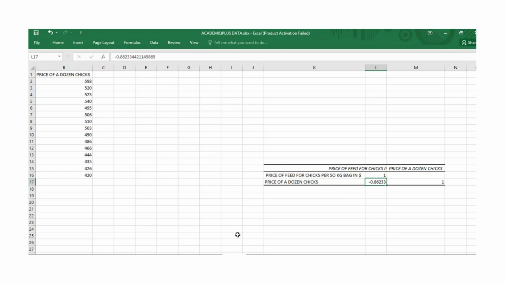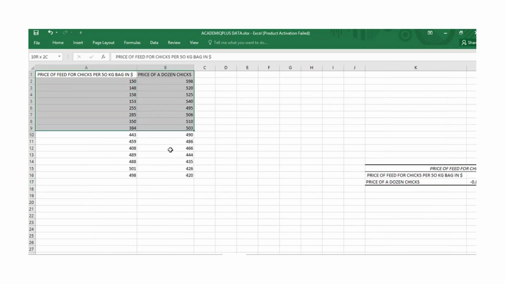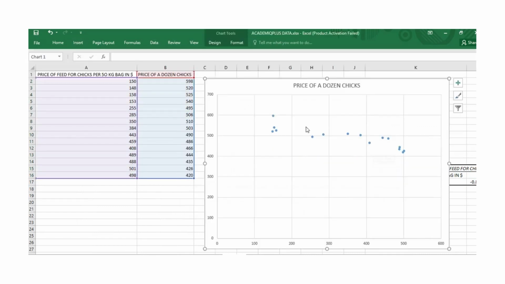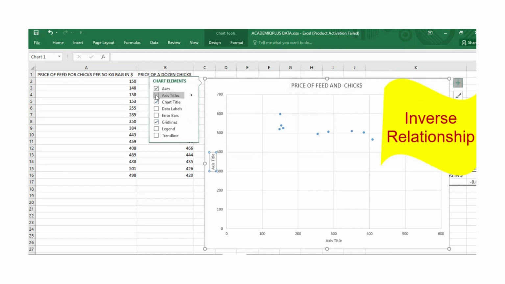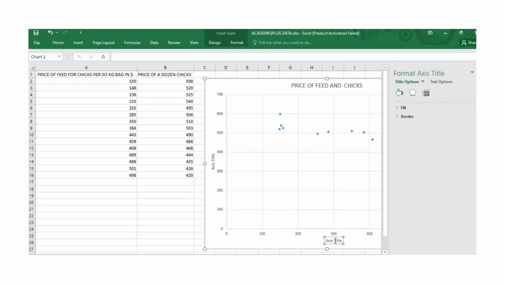The strength of the relationship is high, although it is negative. So let's check what it looks like by using the scatter diagram. Insert. Okay, alright, I can see the deviation, obviously deviating in opposite directions. It shows an indirect relationship. We have price of feed and chicks. Alright, so we can include the axis titles, price of feed, price of chicks.